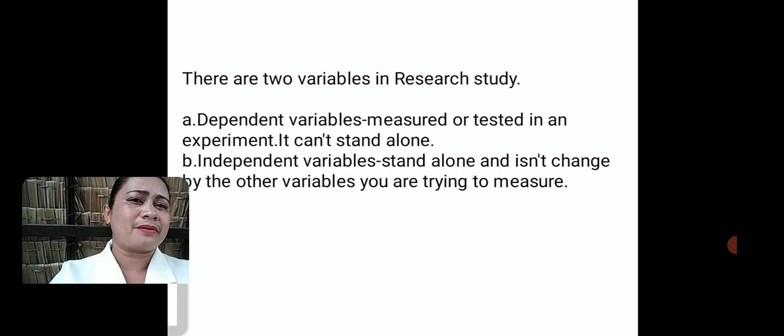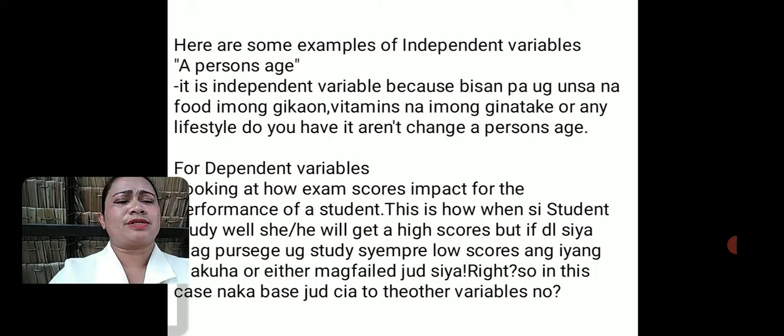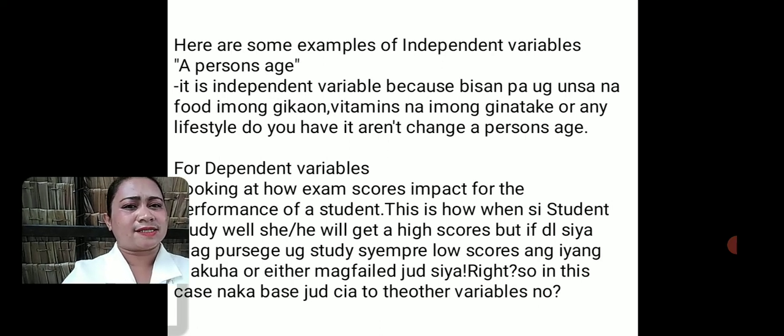In some experiments, we gather information that needs supportive documents, supportive ideas, or it needs supporting variables. So second is the independent variables. From the word independent, it stands alone and isn't changed by the other variables you are trying to measure. So here are some examples of independent variables. When we say independent variables, it can stand alone.